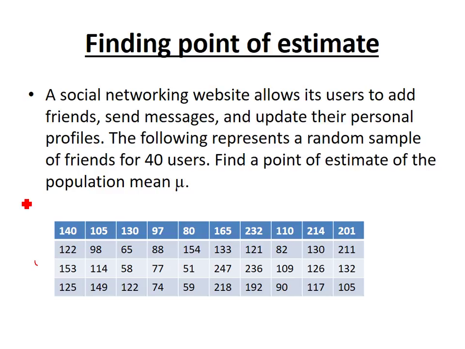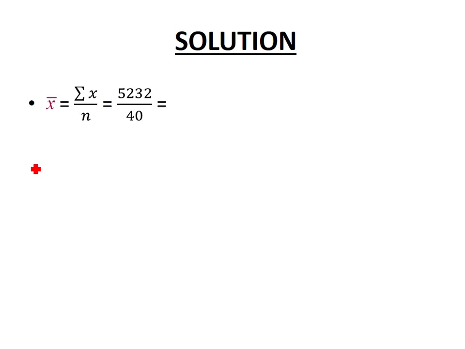All right, on this, finding a point of estimate. This is pretty easy. To find our point of estimate for the population mean, we're going to find the mean of all this. And you know how to find mean. How do we find the mean of this whole set of numbers? Add them up, divide by how many of them there are. I've already done all the addition for you, and there were 40 of them. What's that give us? 5232 divided by 40. 130.8.